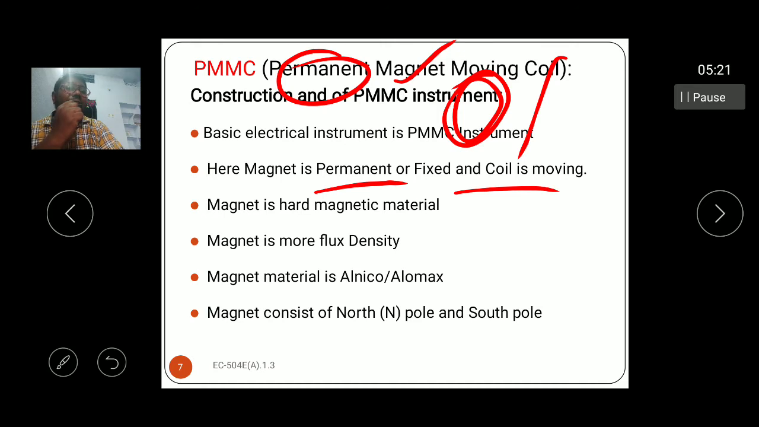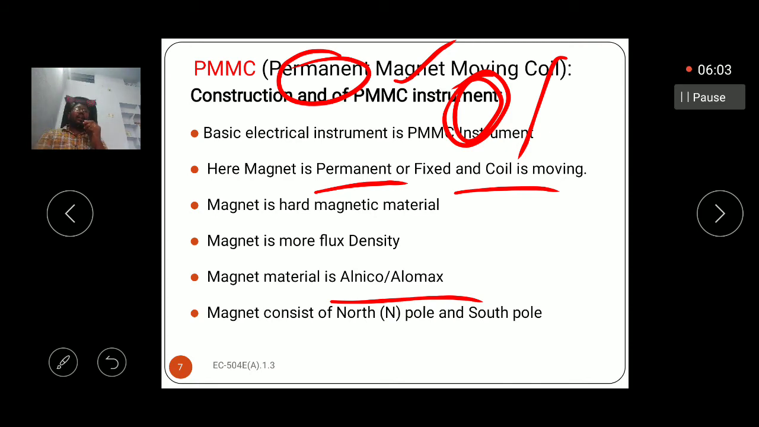Generally, the magnet used in the PMMC meter is a hard magnetic material having high flux density, and the materials used for the magnet are alnico and alcomax. In competitive exams like IES, they ask what type of material is used for the magnet in the PMMC meter: alnico or alcomax. These are the materials we use in the PMMC. The magnet consists of a north pole and a south pole, as shown in the figure.